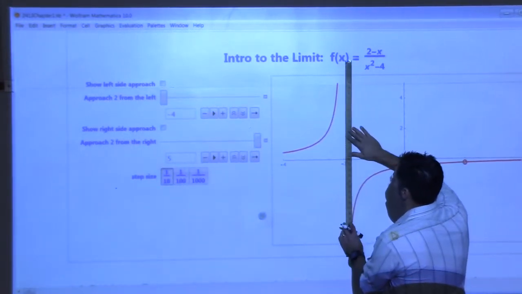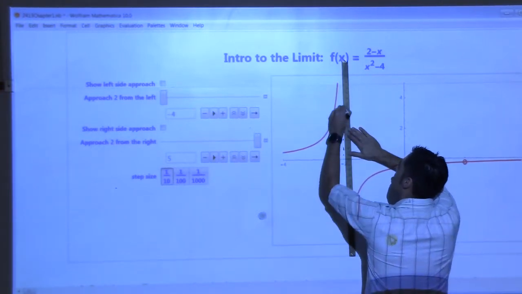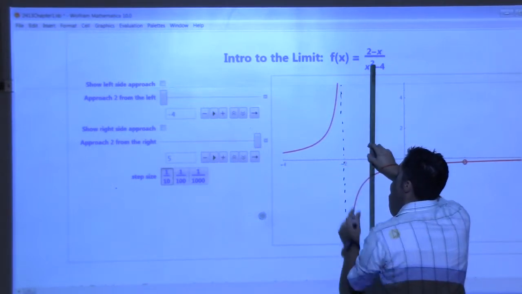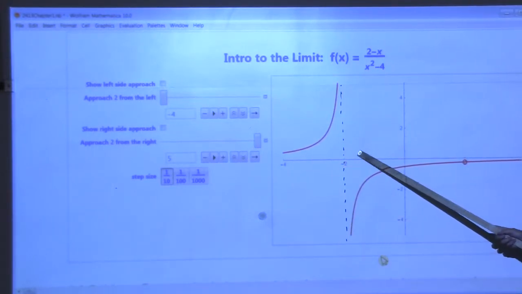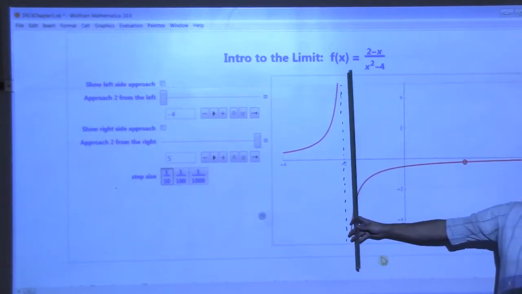This is a rational function. You should recognize it as being a rational function. This dotted line that I've drawn here is referred to as the asymptote. Which one? Vertical asymptote. This is a vertical asymptote, right? So we have a vertical asymptote here.